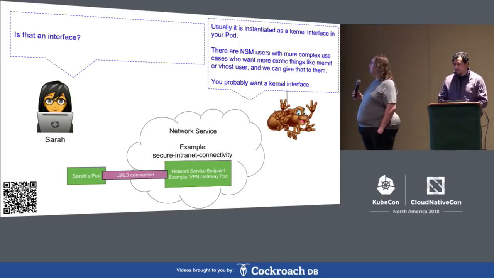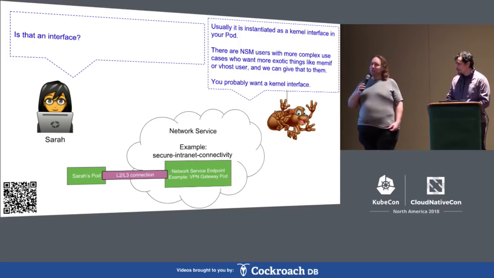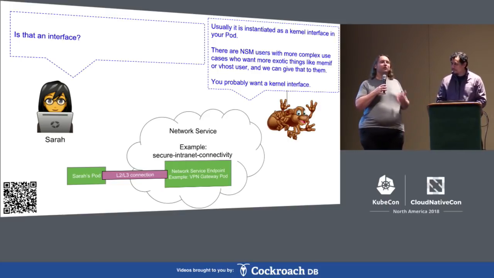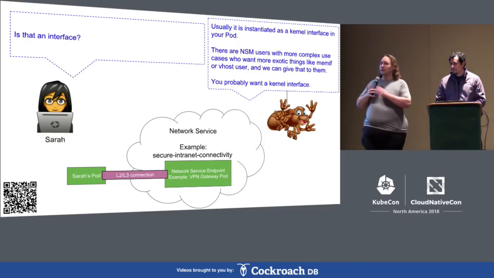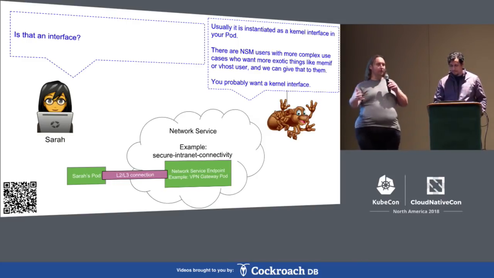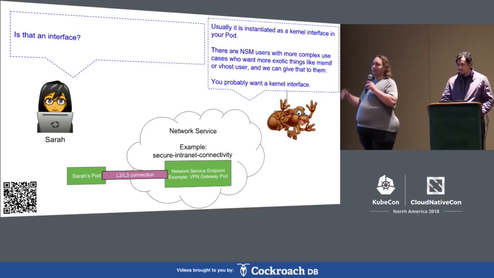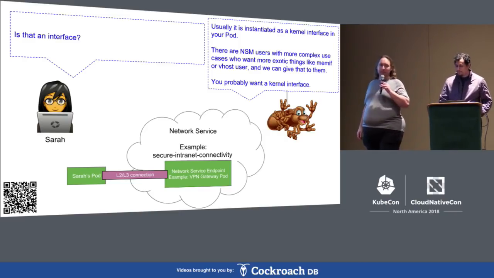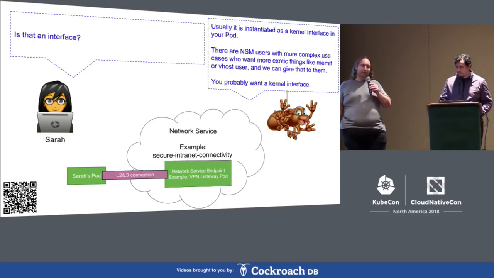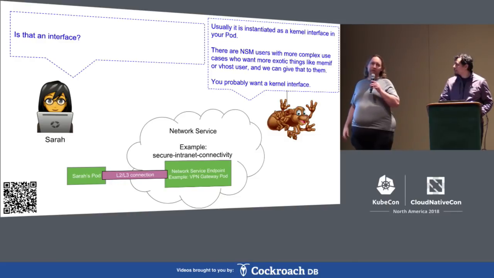So what does it have to do with an interface? It may happen, as an implementation detail, that this gets injected into Sarah's pod as an interface. In fact, for most application developers, that'll be the way it is. If you're doing something more sophisticated, like writing your own network service endpoint or your own cloud native network function, you might use something more exotic, like memif for vhost-user. Network service mesh is sophisticated enough that we can handle all of those eventualities without having to change anything that your consumers or providers are doing. So the VPN gateway pod may use memif, Sarah's pod may use kernel interfaces. Neither of them has to know about the other in terms of what it's using for a local mechanism.